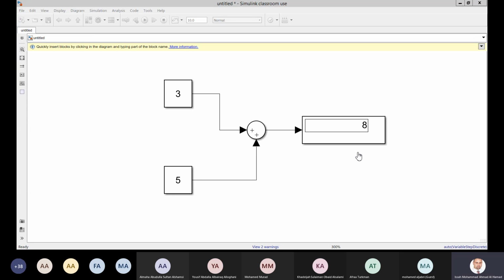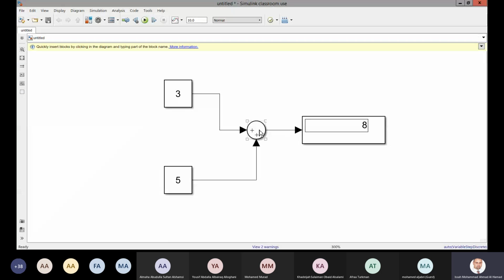Okay, so far so good. Do you have any problems with the blocks? With this very simple mathematical operation? Okay. So far, so good. No questions. Very good. Now my audio is clear.